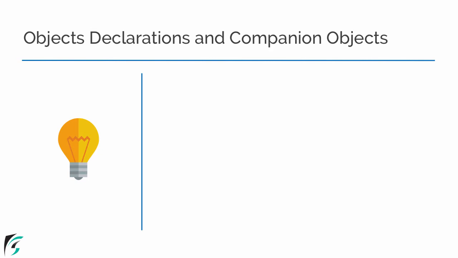Now, in Kotlin, we have some concept of object declaration and also companion objects. But before learning that, let us first check out what a singleton is in Kotlin. In Kotlin, whenever we declare a class, as we were doing so far, we create an instance of that class and then access all the variables and methods.